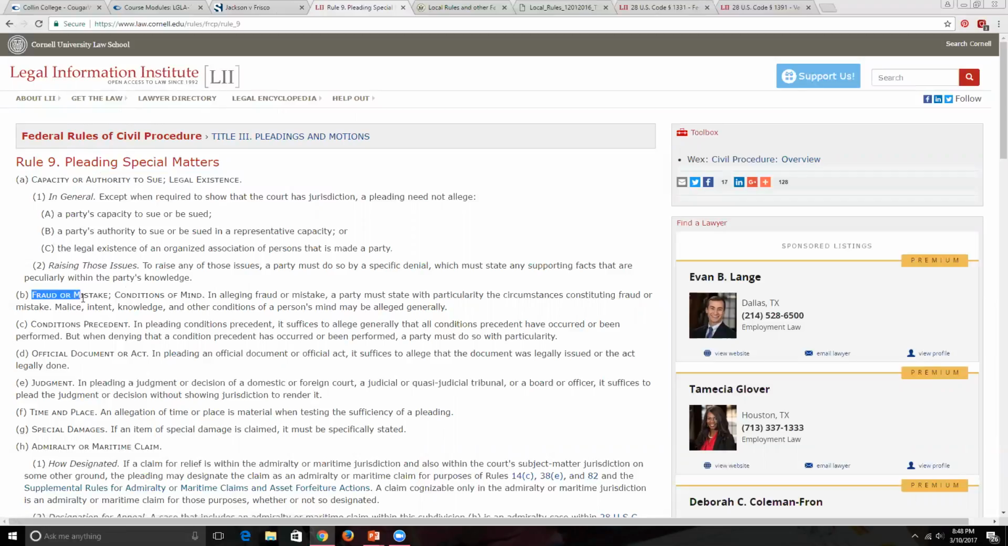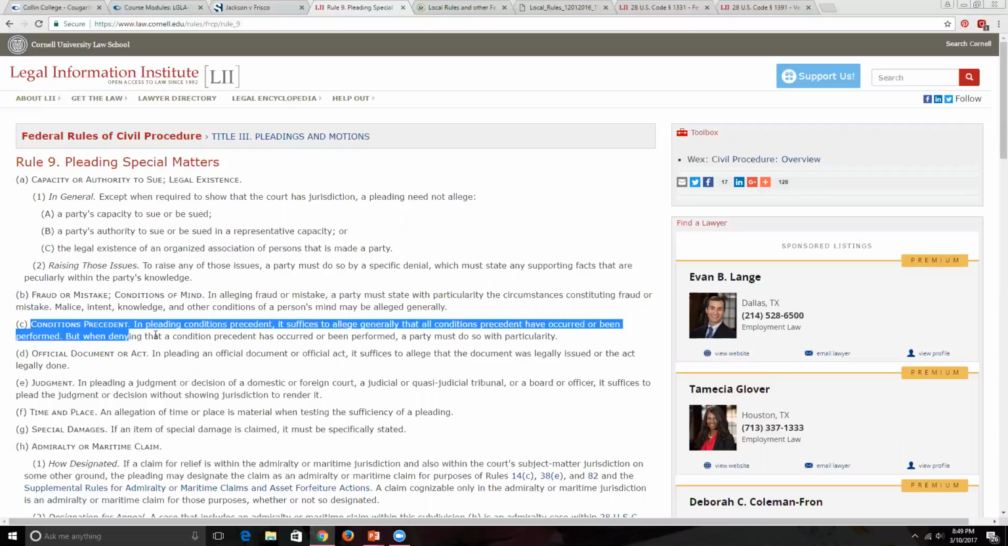When it's fraud or mistake being pled, in alleging fraud or mistake, a party must state with particularity, in other words, more detail, the circumstances constituting fraud or mistake. Malice, intent, knowledge, and other conditions of a person's mind may be alleged generally. Then we have conditions precedent. In pleading conditions precedent, it suffices to allege generally that all conditions precedents have occurred or have been performed.